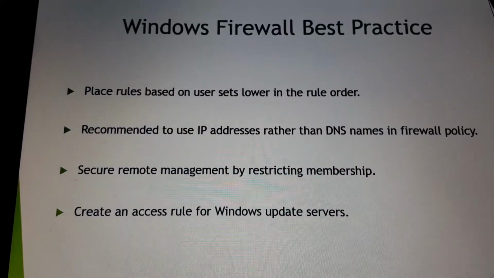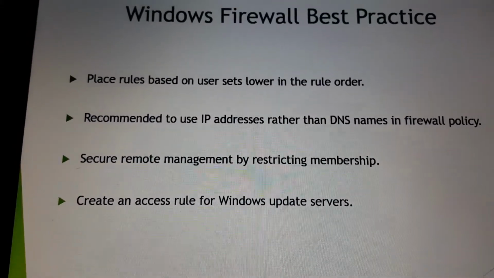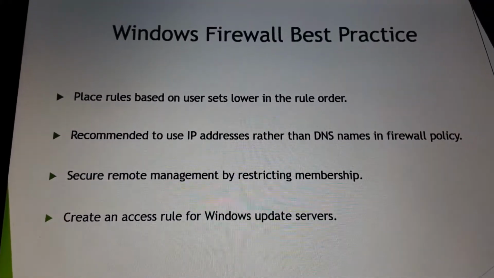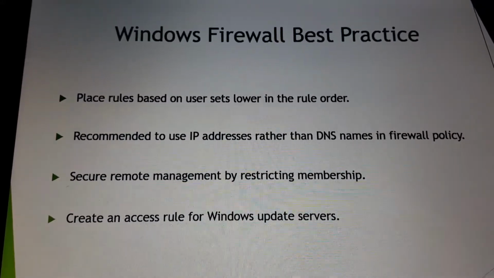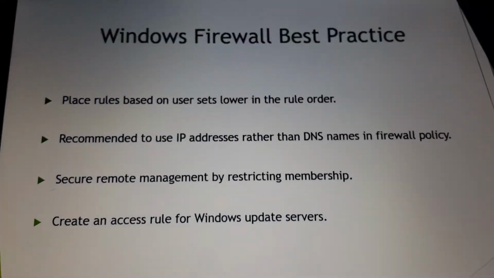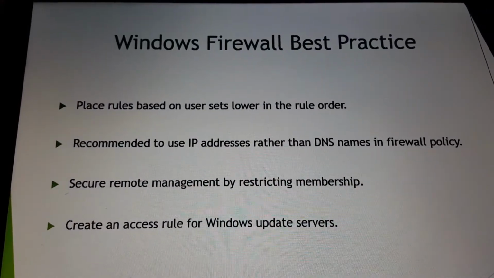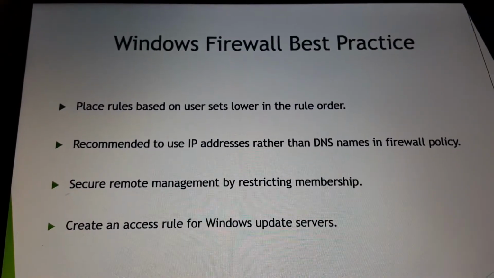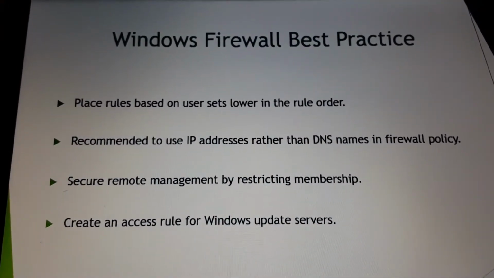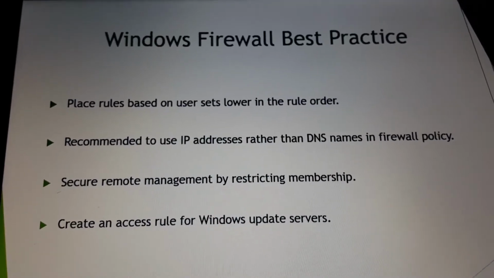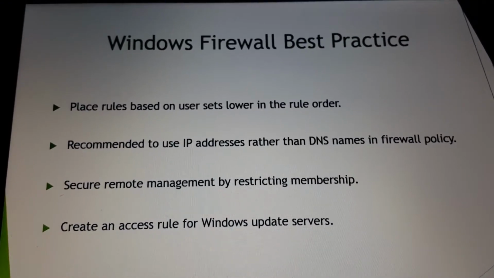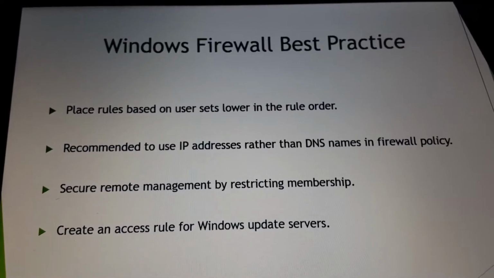So what are the Windows firewall best practices? Some of them are to place rules based on user sets lower in the rule order, recommend the use of IP addresses rather than DNS names in firewall policy, secure remote management by restricting membership, and create an access rule for Windows update servers.